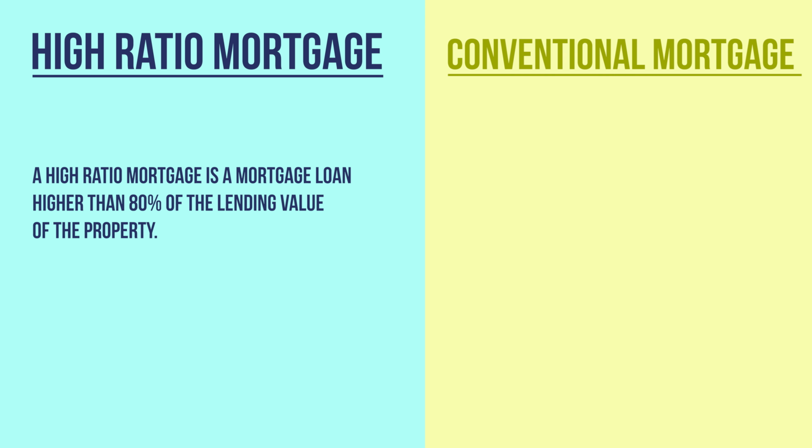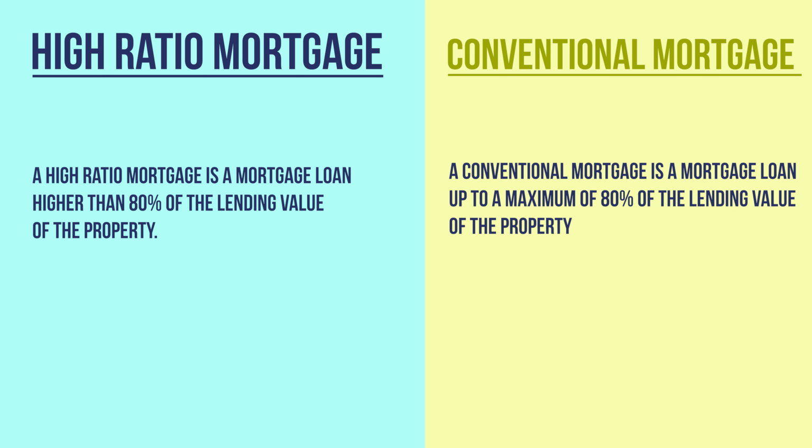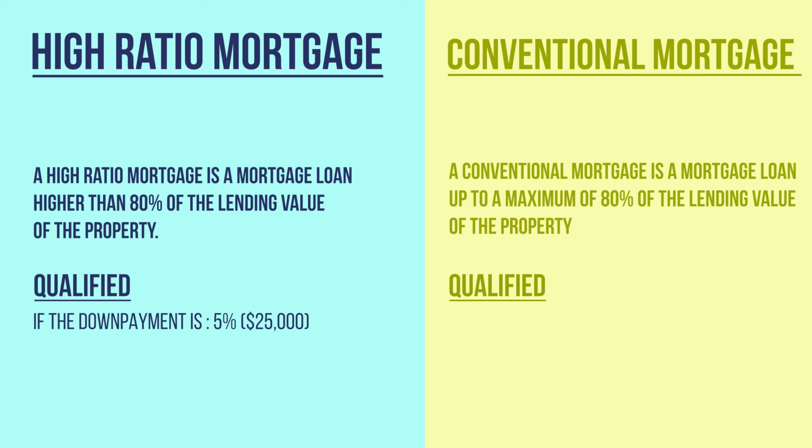A high ratio mortgage is a mortgage loan higher than 80% of the lending value of the property. A conventional mortgage is a mortgage loan up to a maximum of 80% of the lending value of the property. In summary, if you're putting 5% or the minimum down payment towards your purchase price, you're getting a high ratio mortgage. If you have 20% or more, you qualify for a conventional mortgage.